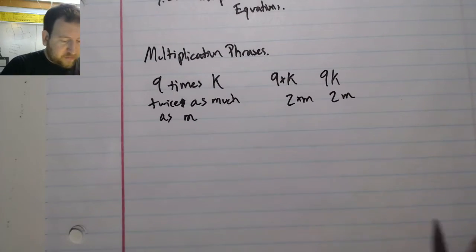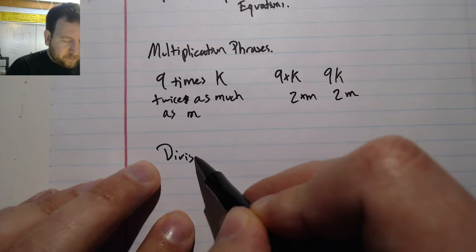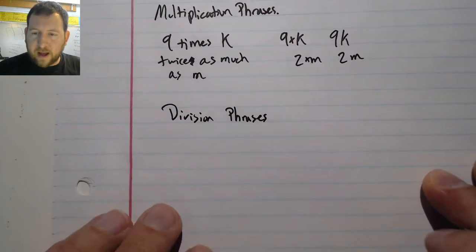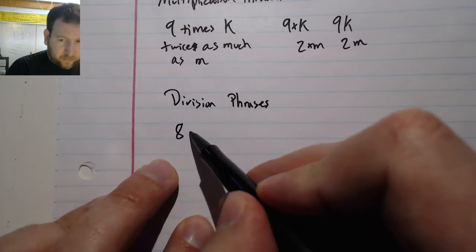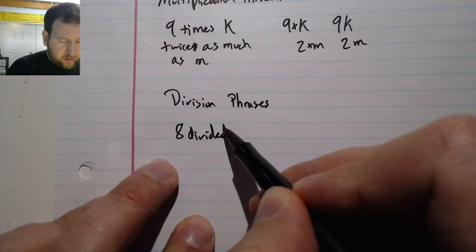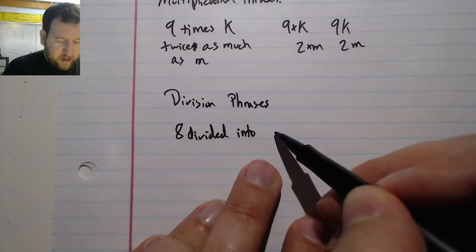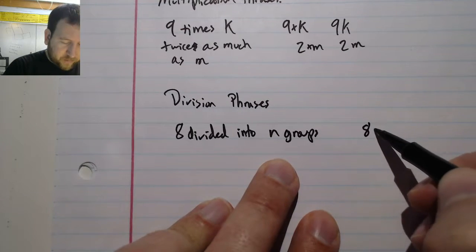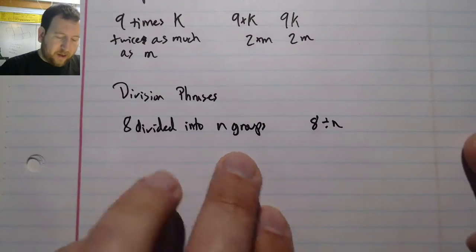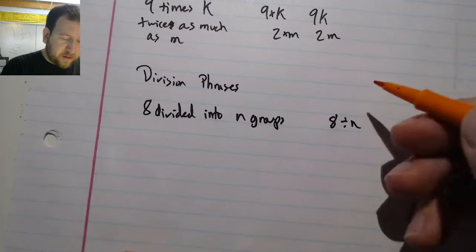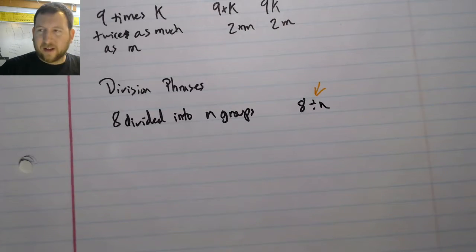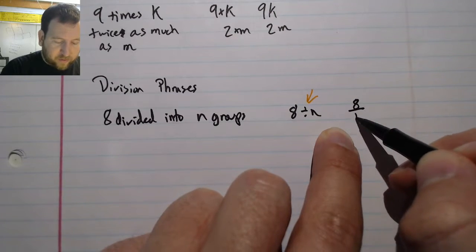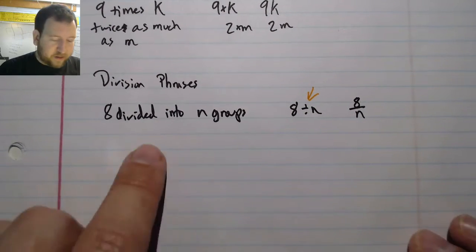Now, looking at some division phrases we might have. Here we have things like 8 divided into n groups. And that would be 8 divided by n. Or we don't even really see this sign very much. And it's going to start going away because it's really confusing, actually. We're going to write this instead as 8 over n. And that makes it much easier for us to see what's going on.